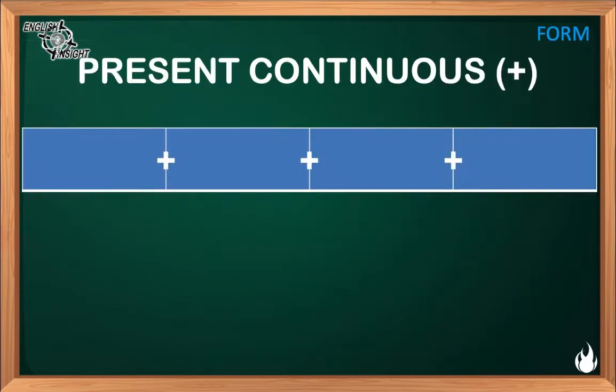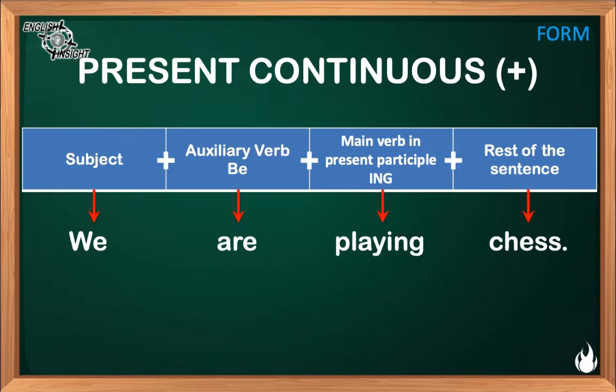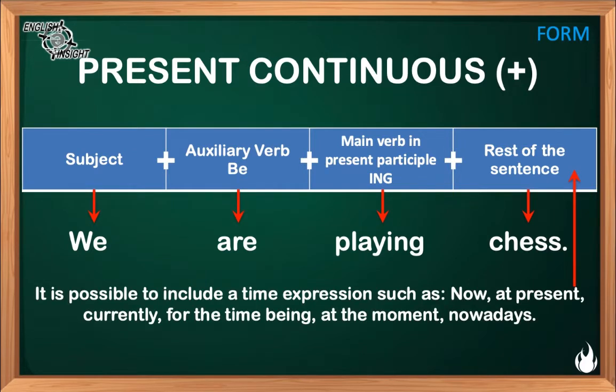The form of present continuous in affirmative follows the next order. First of all, we need a subject, then the auxiliary be conjugated according to the subject. The main verb should be conjugated in present participle, it is to say, in ing. Then the rest of the sentence, for example, we are playing chess. It is possible to include a time expression such as now, at present, currently, for the time being, at the moment, or nowadays.